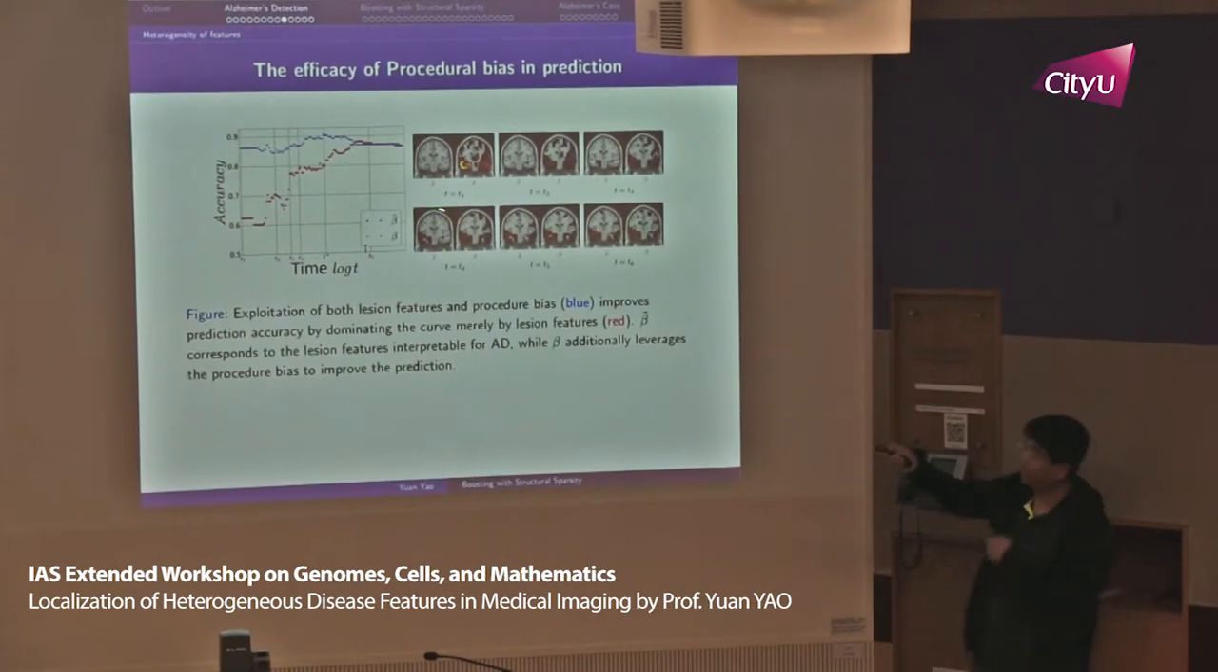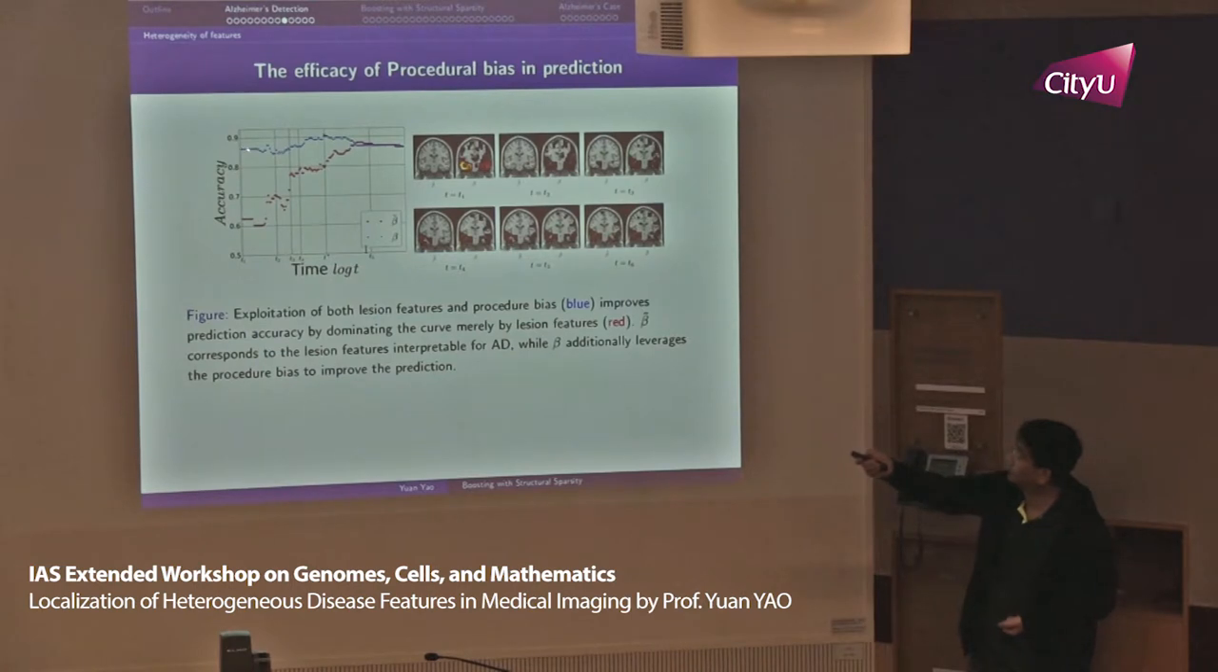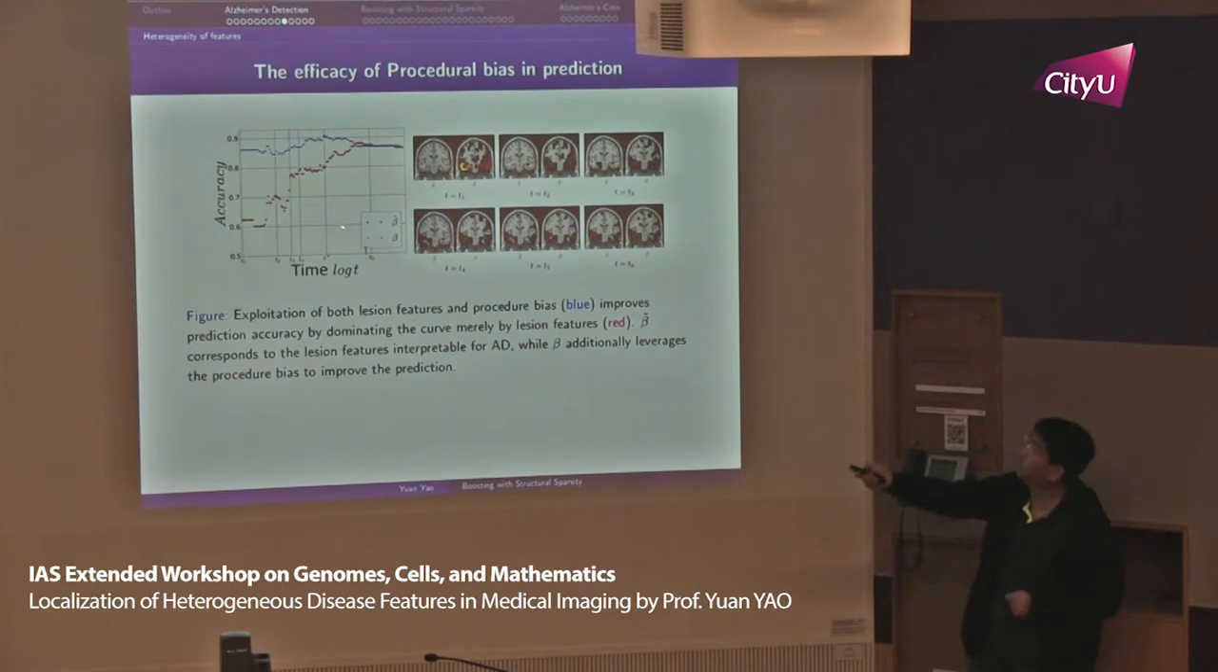This picture tells you what's the difference if you exploit procedure bias and without using the procedure bias. This blue curve represents the prediction accuracy. We use some cross-validation scheme. Both lesion feature and procedure bias are used in this blue curve, and the red curve only uses the lesion feature, which a doctor can interpret well. The algorithms eventually converge to the same solution, but in the middle they differ. So we will tell you why we need early stopping somewhere here.